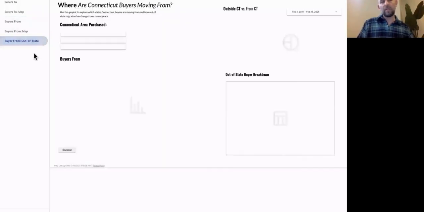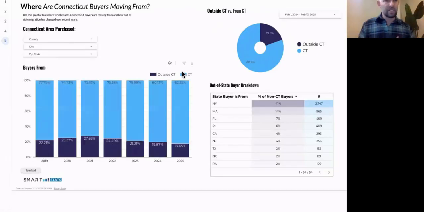And then we do have another one that's kind of cool too, which we added very recently, which is just looking at out of state versus in state, right? And how has that changed? Maybe you want to talk about this. Break this one down for you.